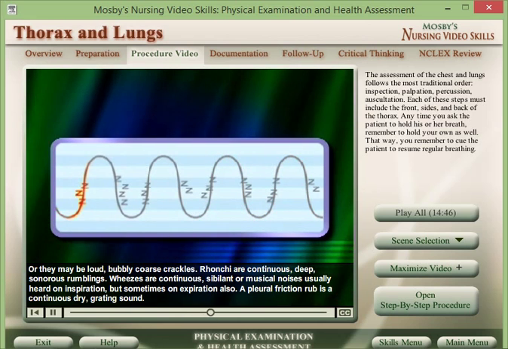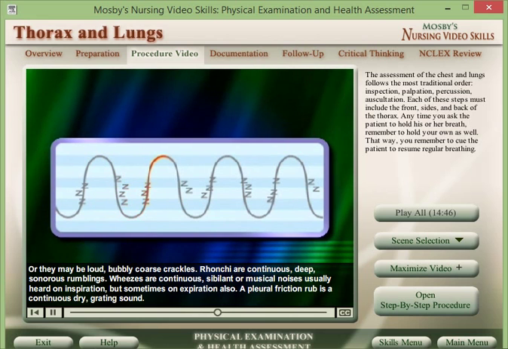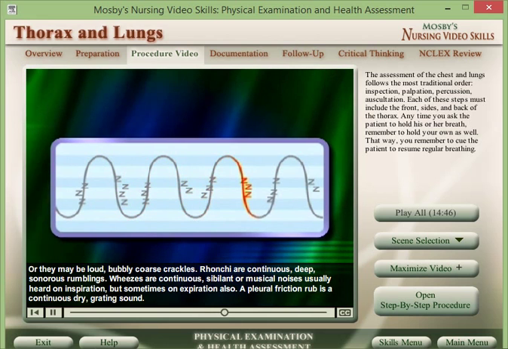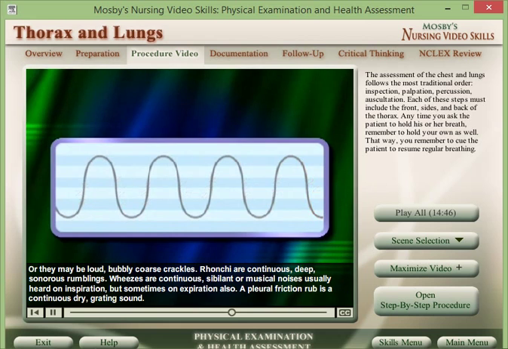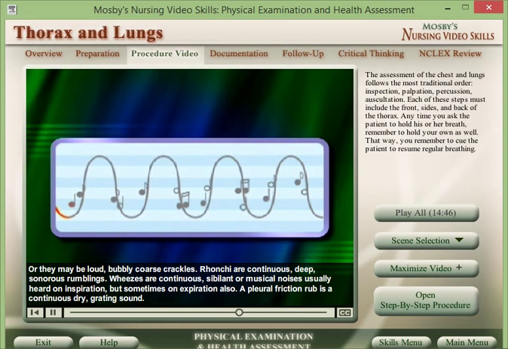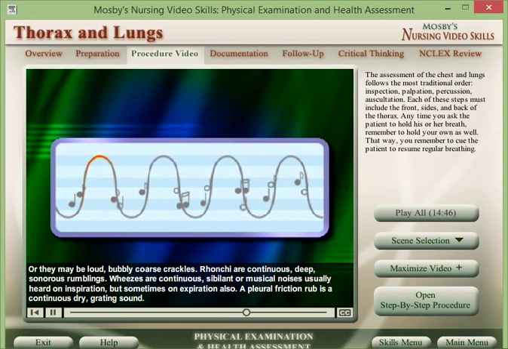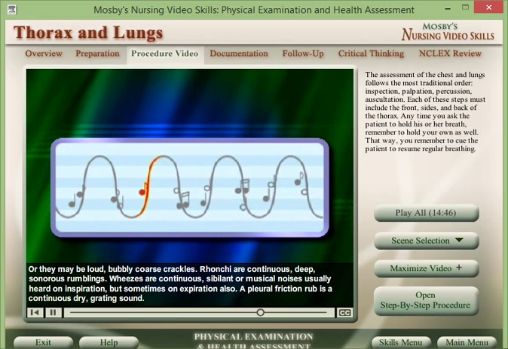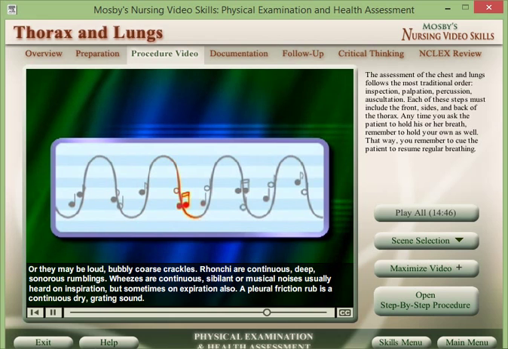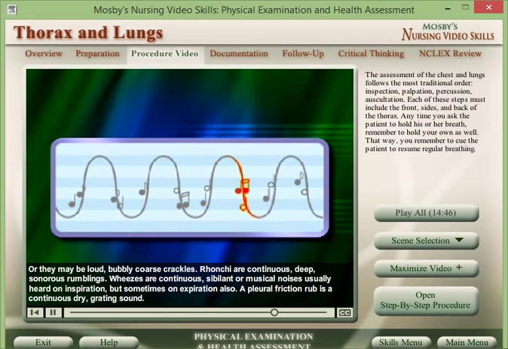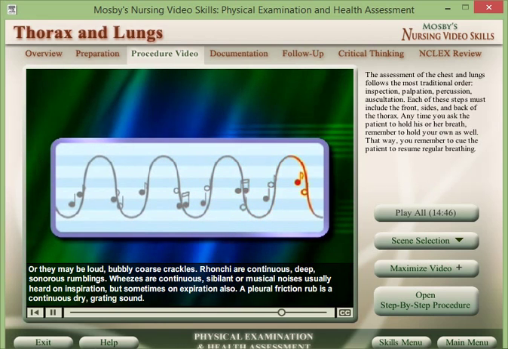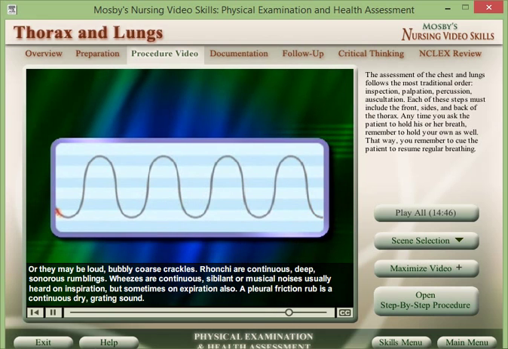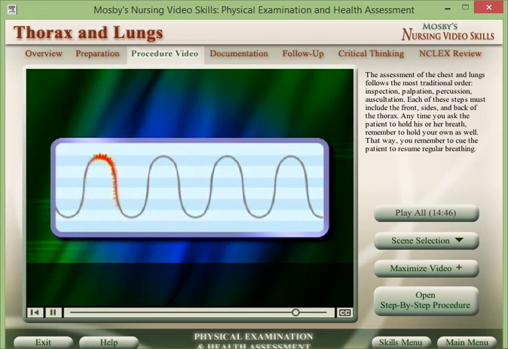Bronchi are continuous, deep, sonorous rumblings. Wheezes are continuous, sibilant, or musical noises, usually heard on inspiration, but sometimes on expiration also. A pleural friction rub is a continuous, dry, grating sound.